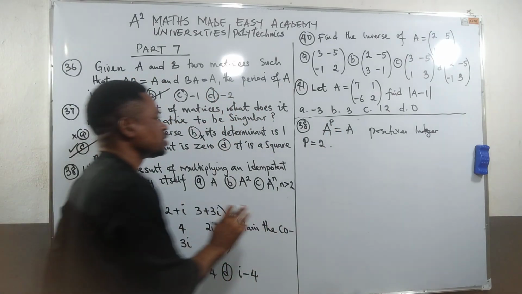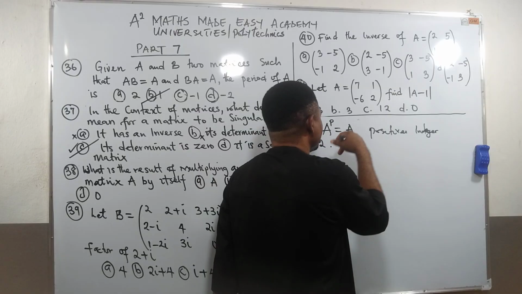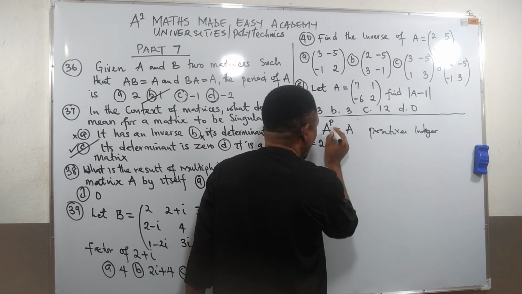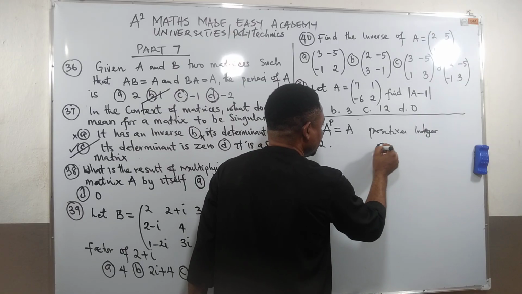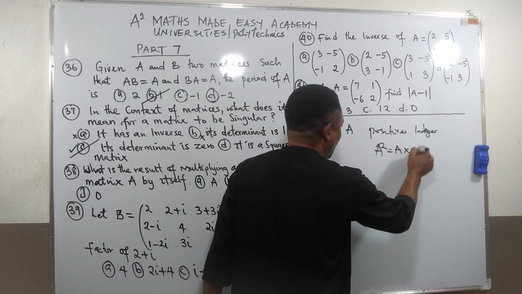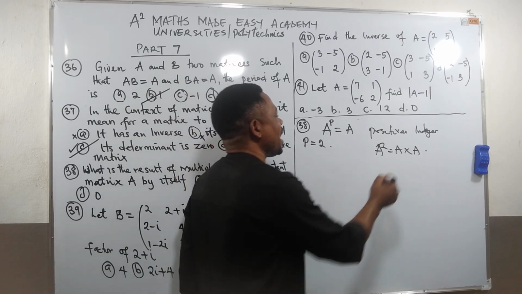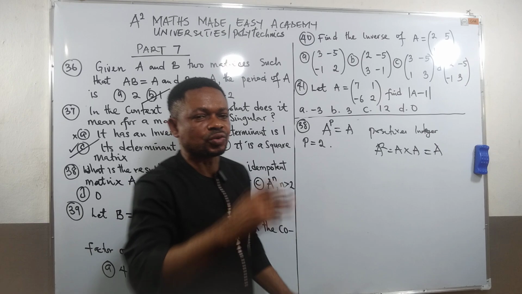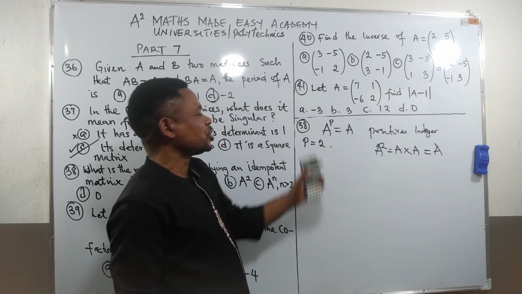2. So if they ask you to verify an idempotent matrix, it means that the value of P should be 2. And this 2 means you should multiply A twice. And once you multiply A twice, it produces the original matrix. We say that that matrix is idempotent.